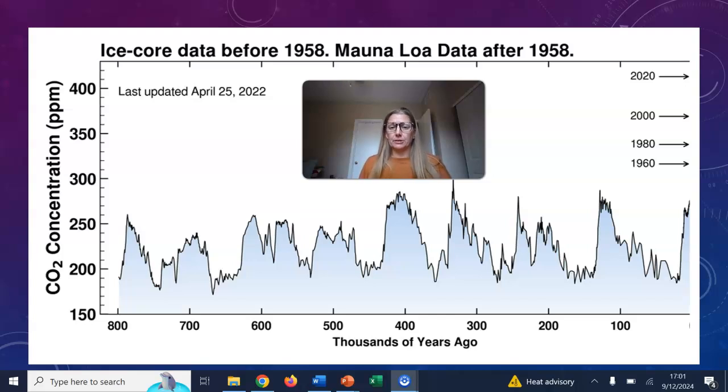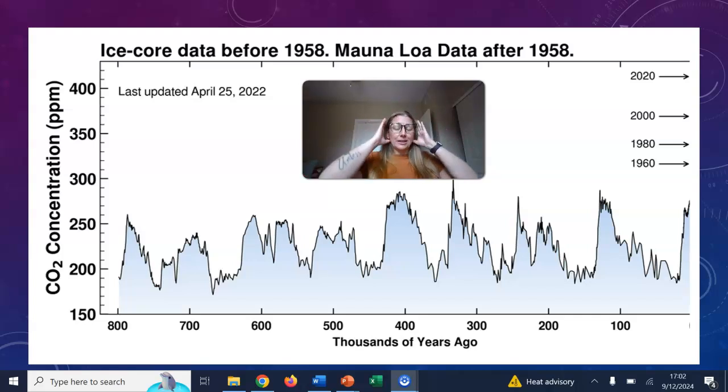Parts per million is a pretty generic term. What it refers to is, for every million parts of molecules in the air, or every million molecules in the air, a certain number are going to be carbon dioxide, and that number is the part.